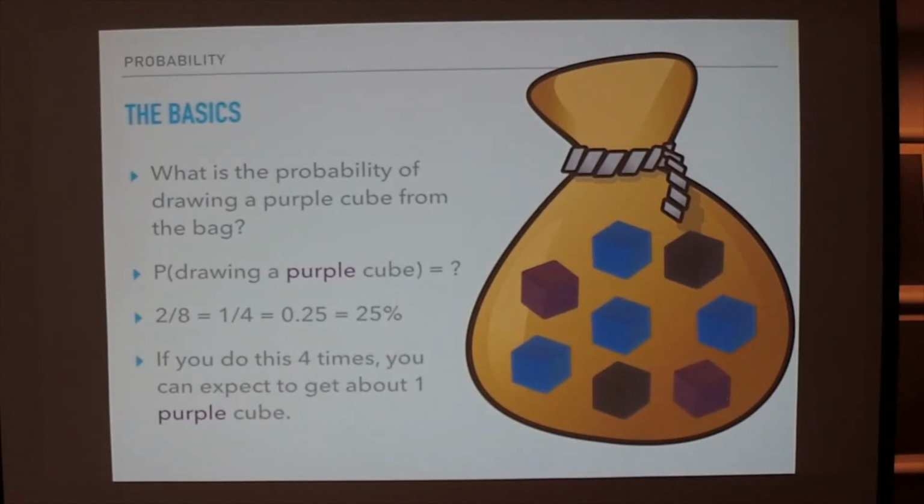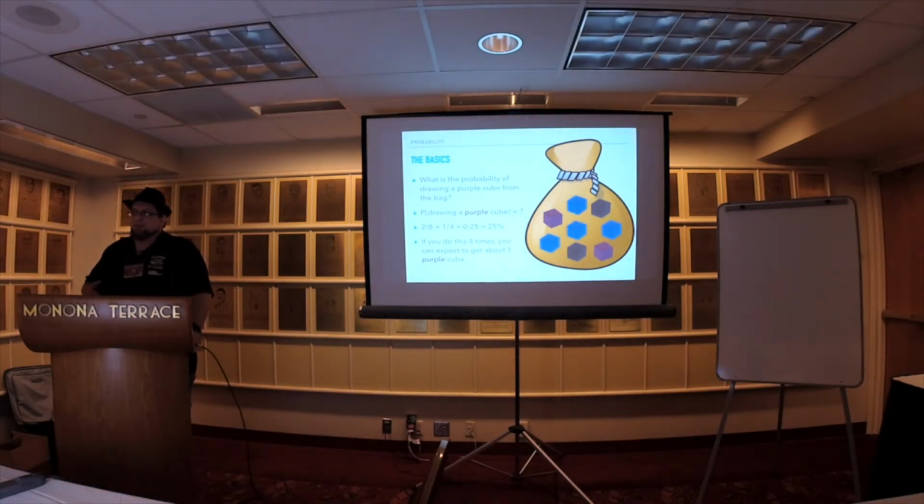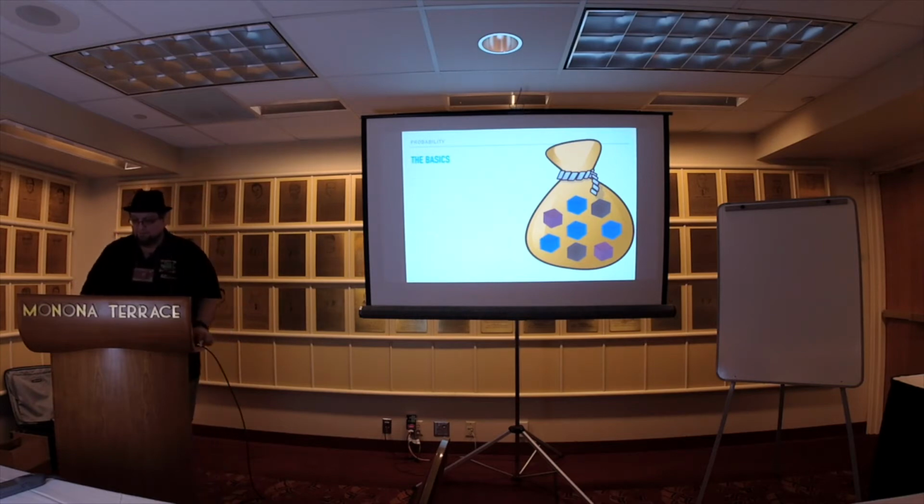Now, here's the thing. I use the word expect in that sentence there because we all know you might have had a streak where you got all blue cubes every time. So probability isn't telling you you will get that thing. It's just the distribution of random events that could occur. Chances are, if you do this 4 times, you would get 1 cube, right? Okay. So let's say we repeated that 8,000 times. What can we expect to get? Anybody? 2,000. All right. See? Simple. You guys got it. No problem. 2,000 is correct.